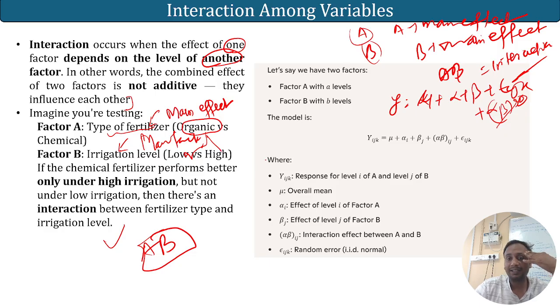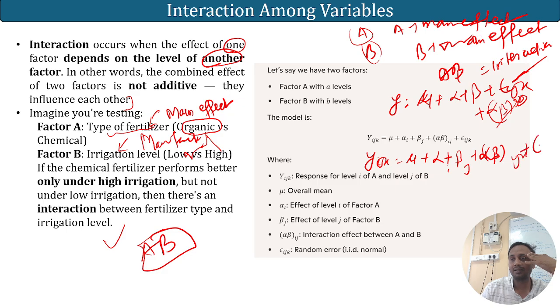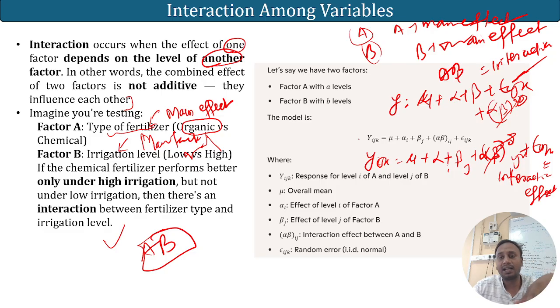When we talk about the interaction effect, it goes y_ijk equals mu, the overall mean, plus alpha_i plus beta_j plus (alpha beta)_ij plus error. This factor we call the interaction factor. It will not be zero. In the case where there is no interaction, it will become 0 or 0.05, so that we can neglect it. This factor is called the interaction effect. That is the basic foundation we have for two-way ANOVA.